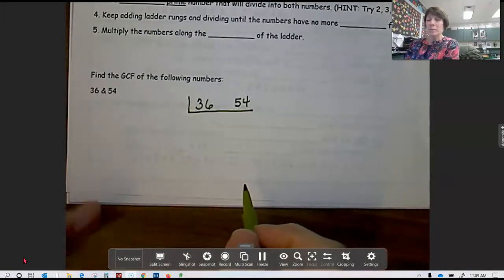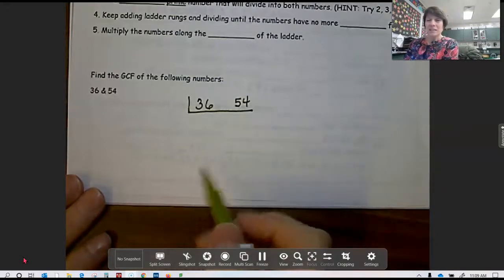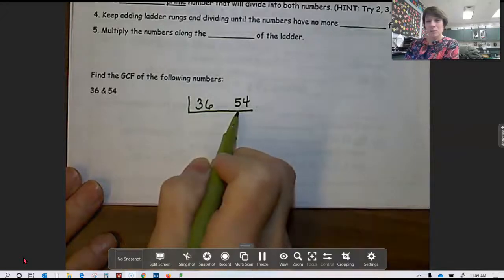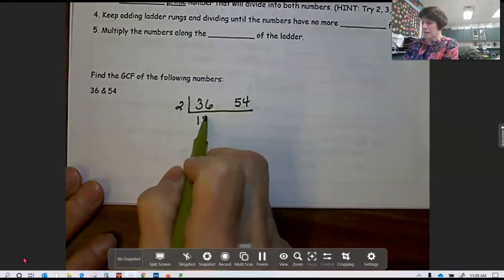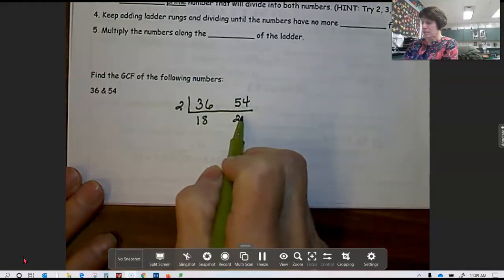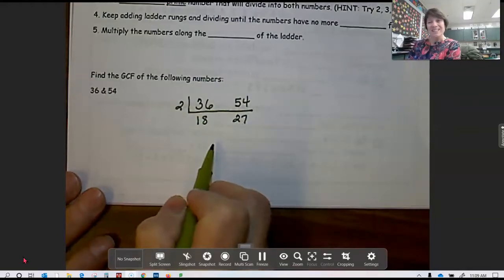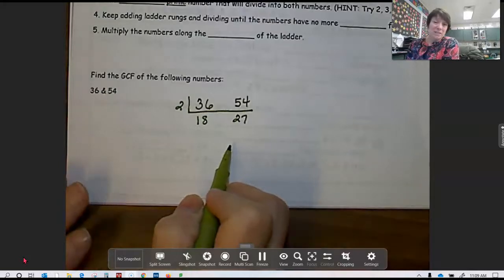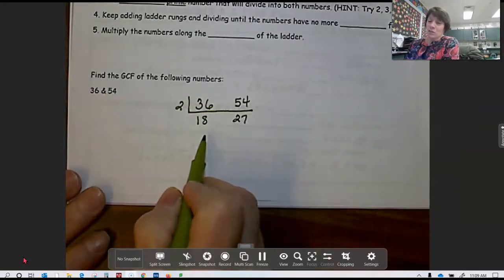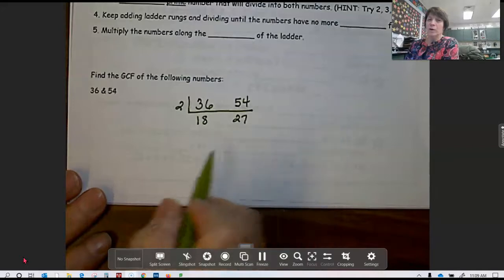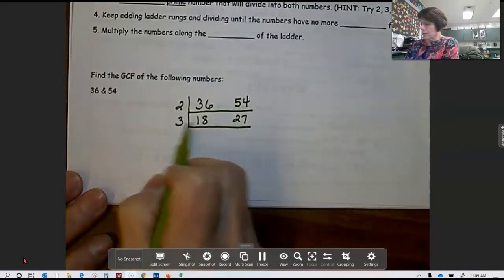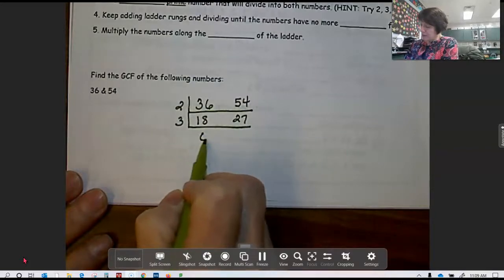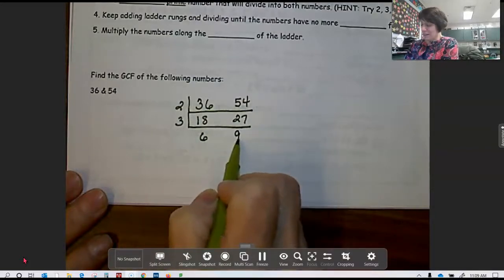We're going to start with our prime numbers, 2, 3, 5, 7, 11, and see if we can divide by those prime numbers. Well, I noticed that they're both even, so they can both divide by 2. 2 divides into 36 18 times, and 2 divides into 54 27 times. So I'm going to check and see if I can divide 18 and 27 also by another number. I can't divide both of them by 2. 18's even, but 27's not, so that won't work. But 3, my next prime number, divides into both of those. And so 3 divides into 18 6 times, and then 3 divides into 27 9 times.